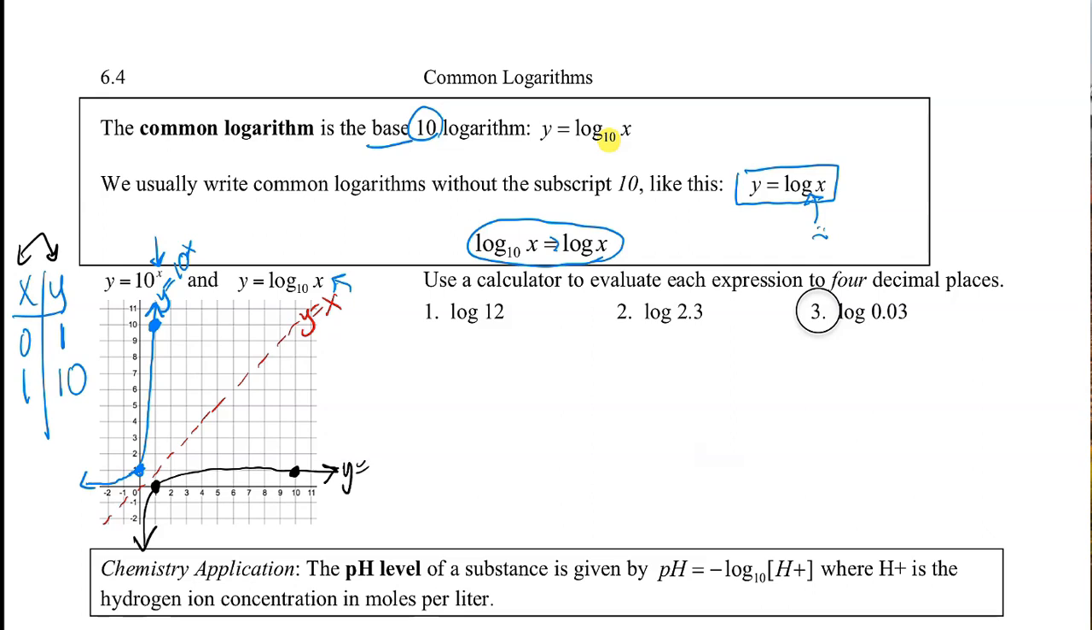So the graph of y equals log base 10 of x would look like that, which really we could write as y equals log x. We don't have to write the 10 there because it's understood mathematically to be a 10 if there's no number there.